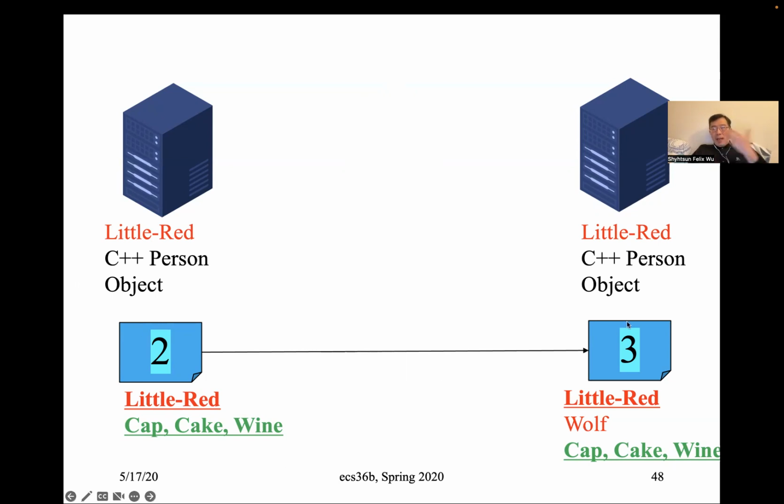That's why you don't need to worry about it. My way of expressing what you need to do is simply moving 4 objects from this server to this server. The 4 objects are little red as a person, and then cap, cake, and wine as things, to move from here over here. Okay.